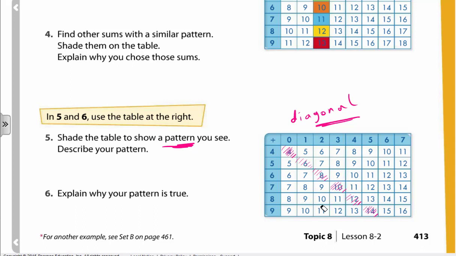Anyone? Can anyone tell me what is the pattern that I shaded? Diagonal. Yes, this is diagonal, Hassan. What happens to the number? It was 4, then 6. It adds by 2 every single time. Okay, this is Hassan, right? Okay. It adds by 2.